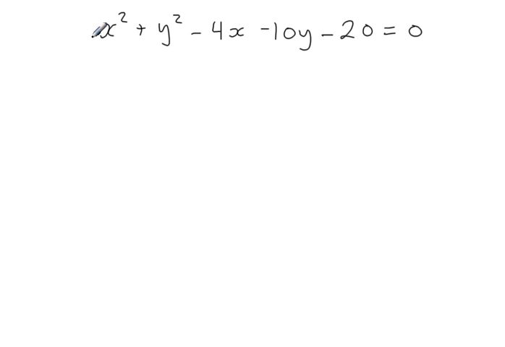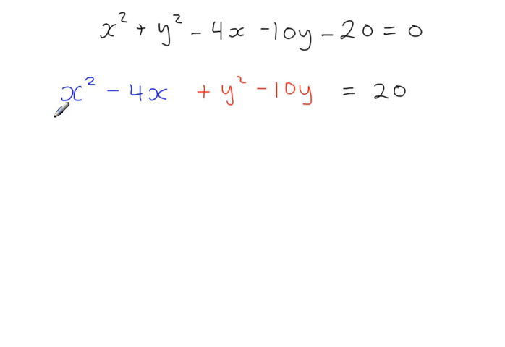Okay, so for this circle here, if I keep the x terms together, so x squared minus 4x, and then I'll keep the y terms together, plus y squared minus 10y, and any constants I'll move to the right hand side of the equation, so that minus 20 becomes plus 20 on the right hand side.